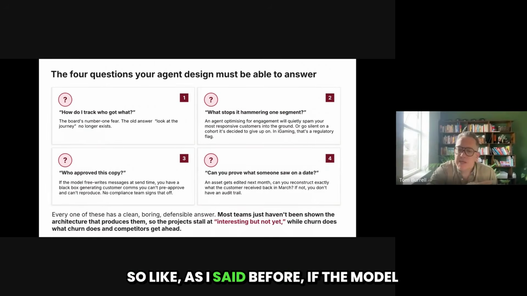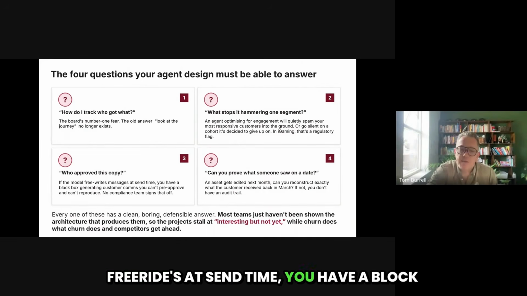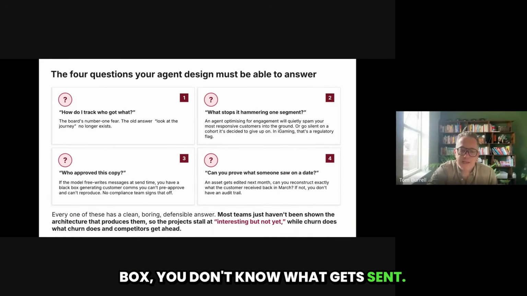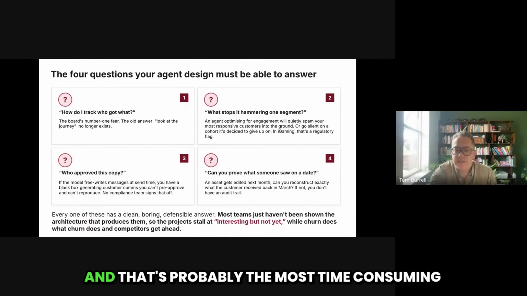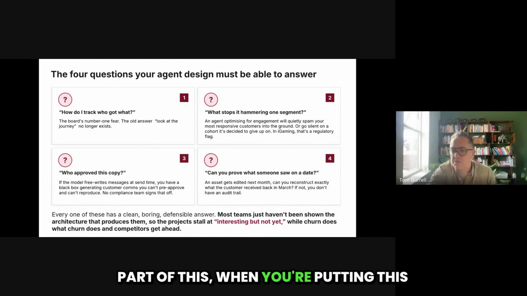Then the third one is, who approved this copy? As I said before, if the model free-writes at send time, you have a black box. You don't know what gets sent, and it's not going to work. You're asking for problems if you think you're going to let an agent free-write at send time. You have to be able to review all the content in advance, and that's probably the most time-consuming part of this when you're putting it live.